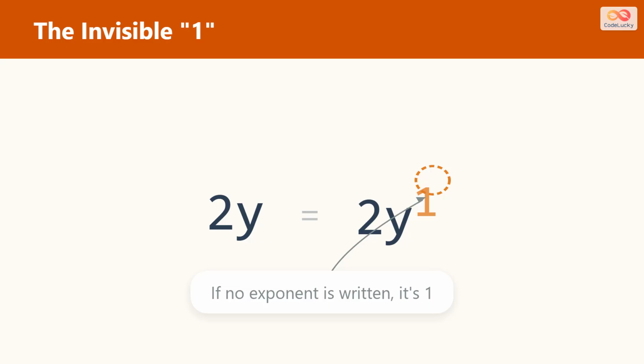Sometimes a variable appears without a written exponent, like 2y in algebra. When no exponent is written, it is understood to be 1. So, 2y is actually 2y to the power of 1, making its degree 1.